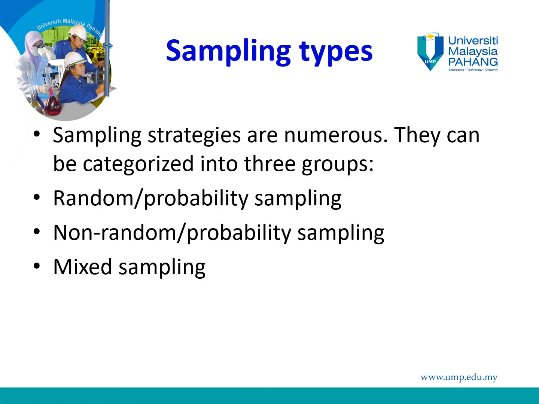Okay, for sampling type, sampling strategies are actually numerous. They can be categorized into three groups. The first one is random or probability sampling. The second one is non-random or non-probability sampling, and the last one is mixed sampling.